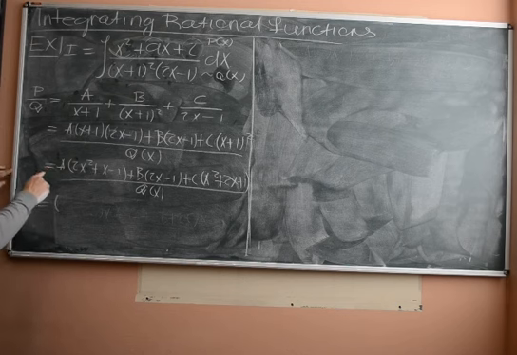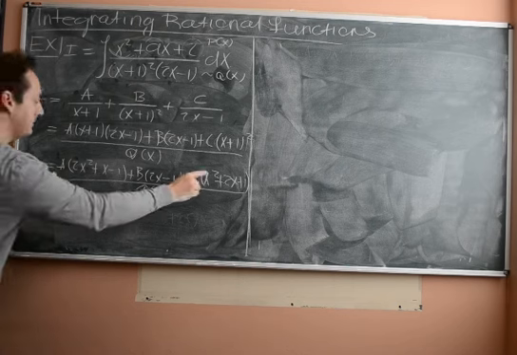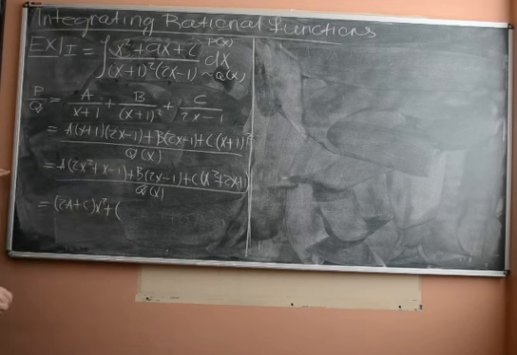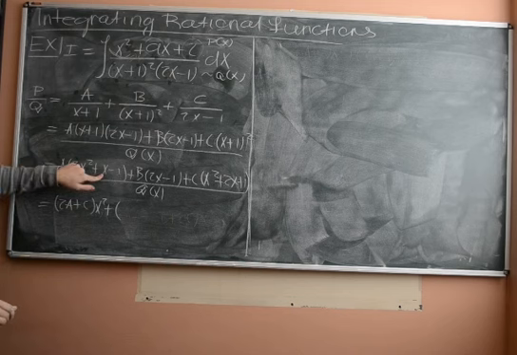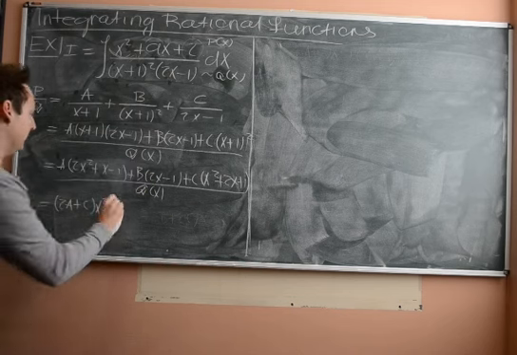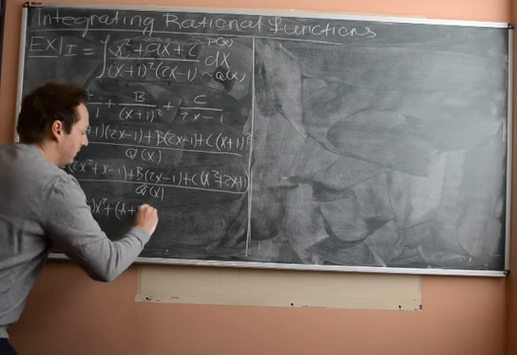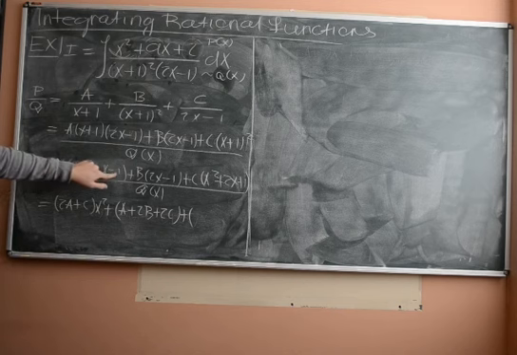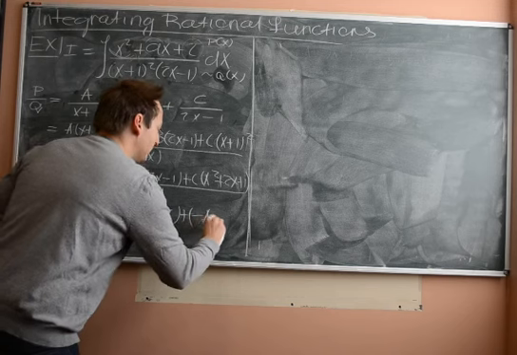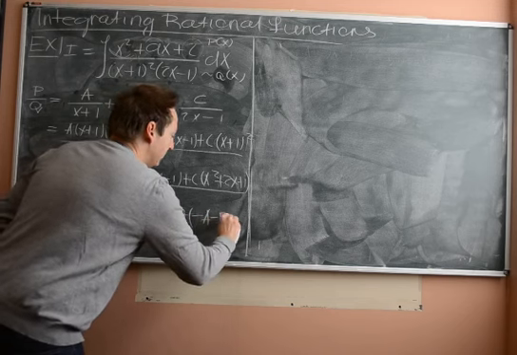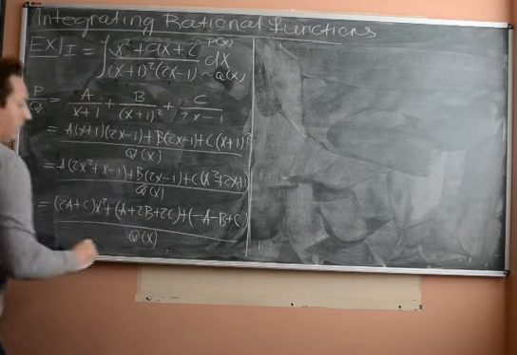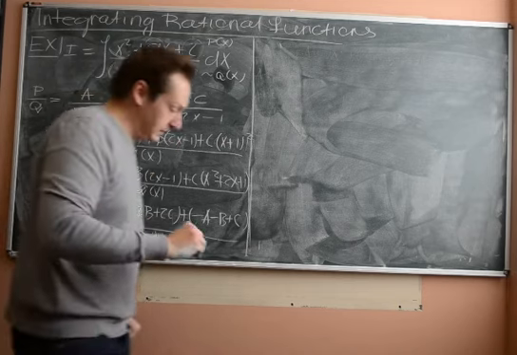So what are the x squared terms? Well, we're going to have a 2A and a C. So we have 2A plus C times x squared. For the x terms, we'll have an Ax, a 2Bx, and a 2Cx. So we have A plus 2B plus 2C. Now for the constants, we'll have minus A minus B plus C, all over q of x.